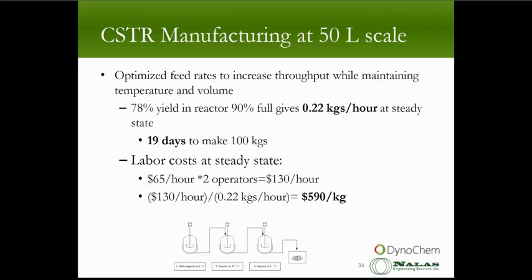Here is an example of CSTR manufacturing in 3 50-liter reactors. I have optimized the feed rate to maximize the throughput while also maintaining the correct temperature and volume in each reactor. The optimized feed rate gave a 78% yield of DAPO in the third reactor with a throughput of 0.22 kilograms per hour at steady state. At this throughput, it takes 19 days to make 100 kilograms of product. Assuming the same labor costs and number of operators as in the batch process, the labor cost to make DAPO is $130 per hour, or $590 per kilogram.